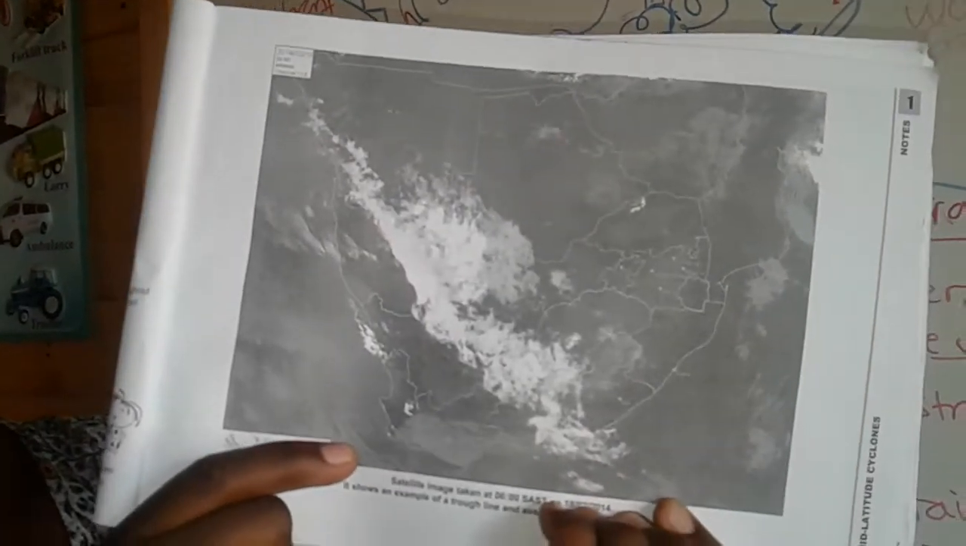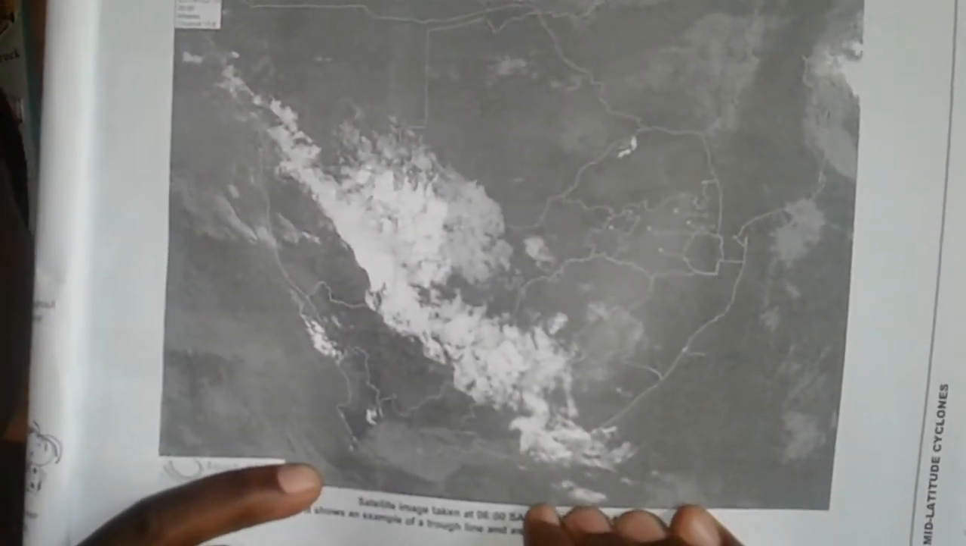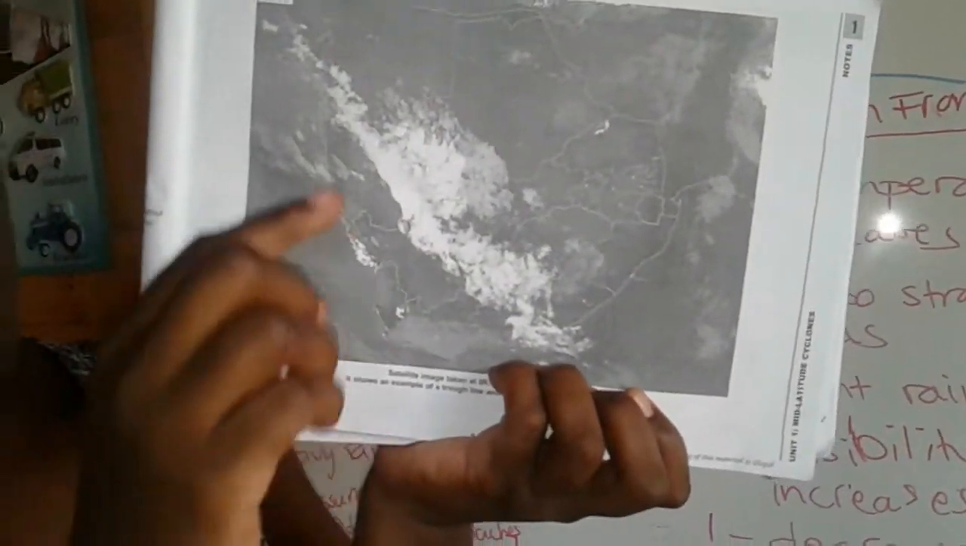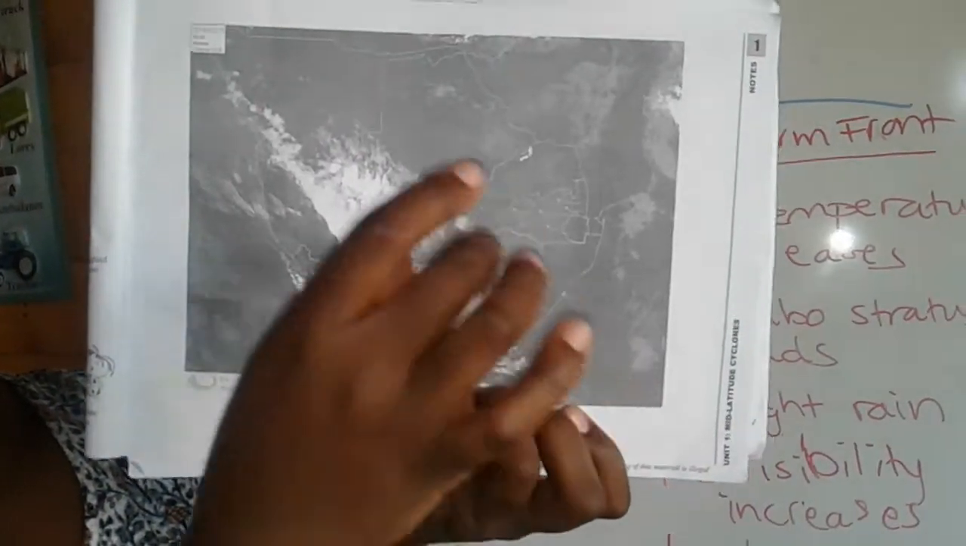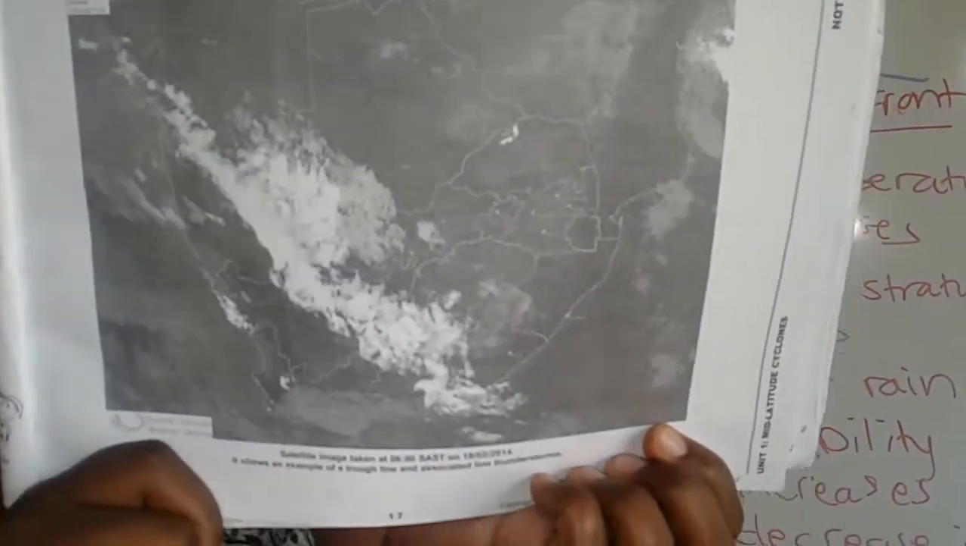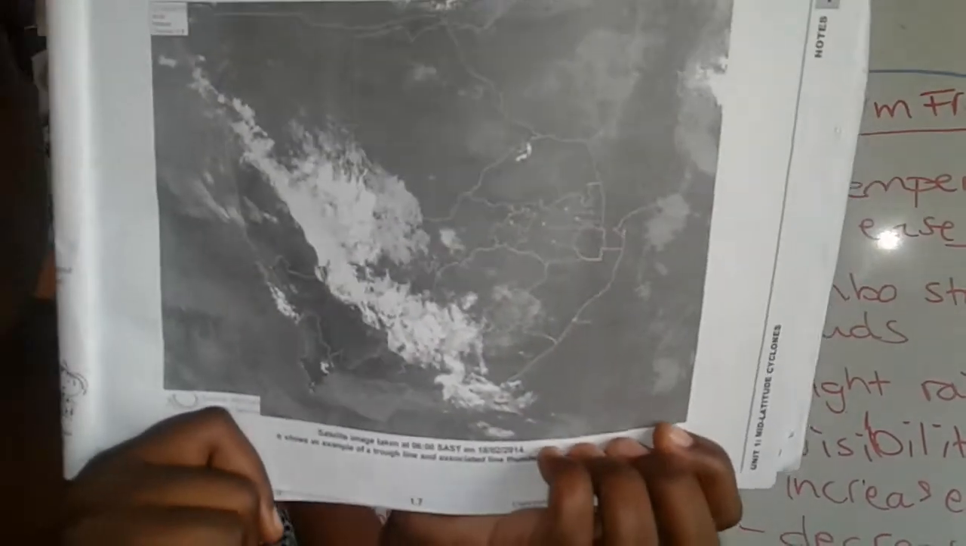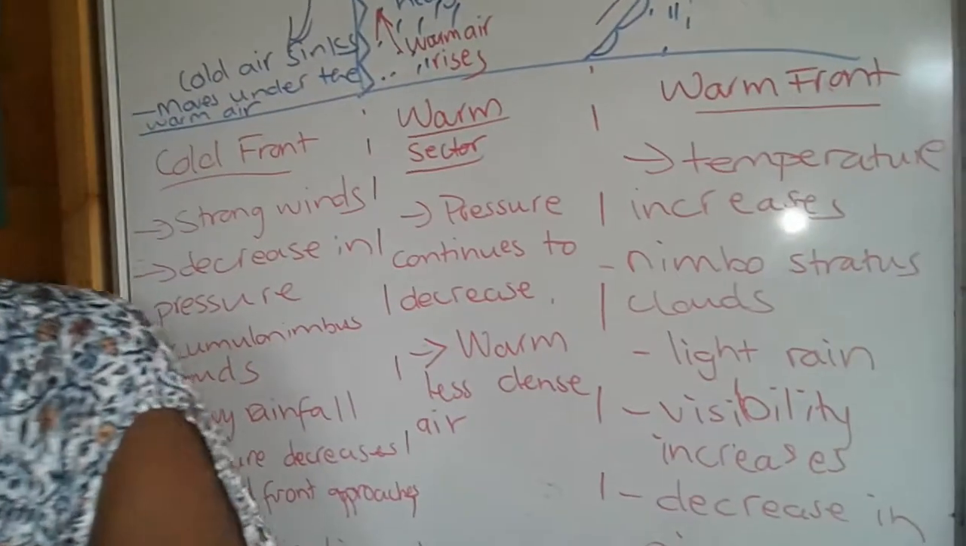This is your satellite image. Because it's a center of a low pressure where we have two fronts meeting, we are going to have a band of clouds, as you can see from the diagram there. That is how these mid-latitude cyclones will appear on your satellite image.